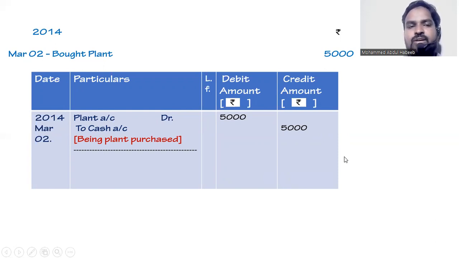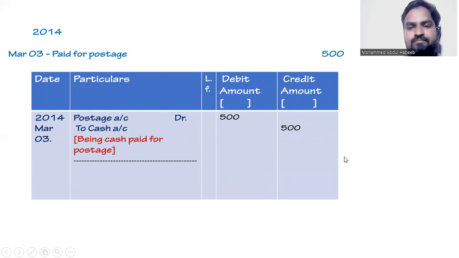Next, coming to the next transaction, which is on 2014 March 3. Paid for postage 500 rupees. So here the date will be taken as 2014 March 3. Paid for postage. It is an expenditure to the business. Cash is going from the business, so cash will be credited. And this time the cash is being paid for postage, so the name of the expenditure is postage. So postage will be debited and cash will be credited. So the journal entry on 2014 March 3 will be postage account debit 500 to cash account 500, and the narration will be being cash paid for postage. After completion of the journal entry, we'll draw a line like this.